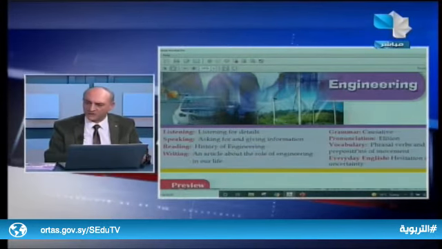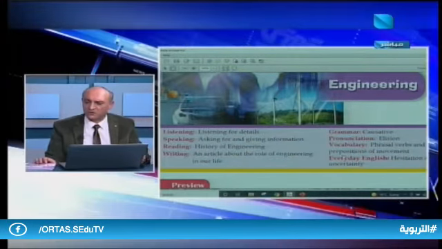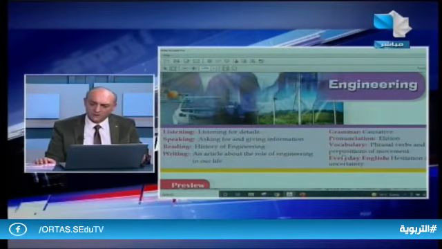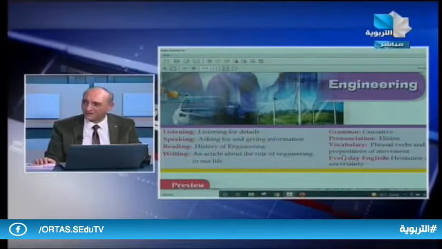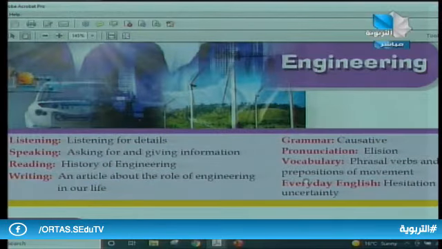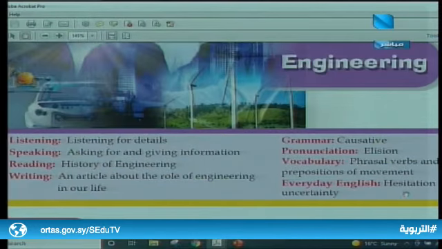In vocabulary, of course, we have some phrasal verbs in this unit. We are going to talk about them and explain them. And we have some prepositions of movement in this unit. Why prepositions of movement? Because I think they are related to engineering. In everyday English, we have two skills here, hesitation and uncertainty. How to express hesitation? If you are uncertain about something, what do you say in this case? We are going to talk about all these things.